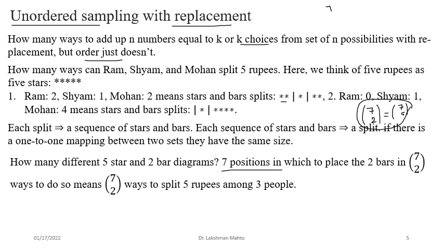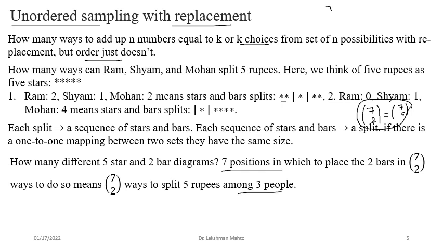In the seven places we have to bring two bars, and the rest of the five would go to stars. In how many ways can this happen? It is 7 choose 2, which is equivalent to 7 choose 5. So in 7 choose 2 ways we can split 5 rupees among 3 people.